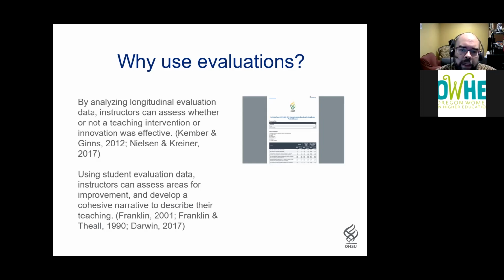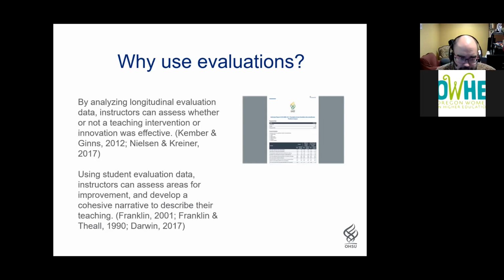So this first point, and I'm going to read this out for the transcript: by analyzing longitudinal evaluation data, instructors can assess whether or not a teaching intervention or innovation was effective. It's one data point, but it's a useful data point. If you have changed something in your teaching, student evaluations are a great way to assess, did it work? Did it not work? And if not, or if it did, why? What made it successful? That's one useful piece of information you can get about teaching changes.